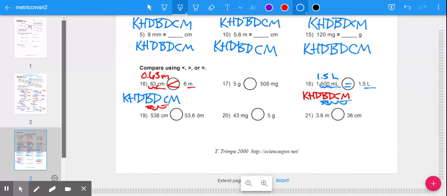So convert all the rest of the ones down at the bottom. Check your answers on Canvas. See how you did.